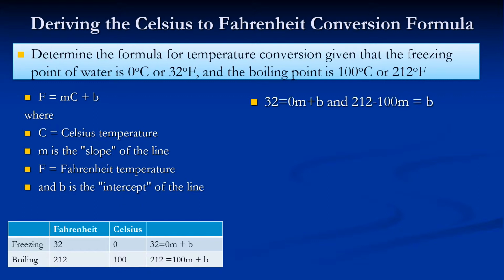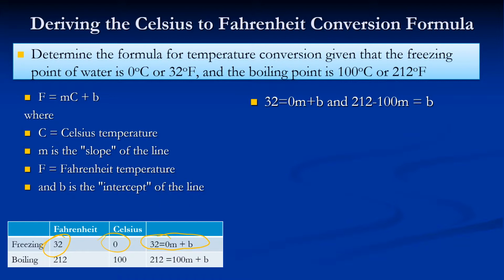So what we can say is that the freezing point is 32 Fahrenheit, and the Celsius is 0. So we can say that 32 equals 0 times the slope of the line, or 0 Celsius times slope of the line, plus that 32, or plus B, I should say.